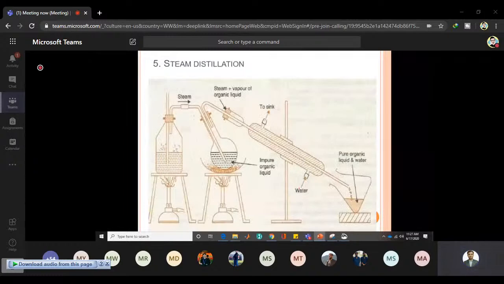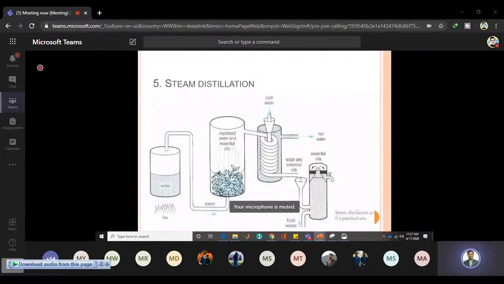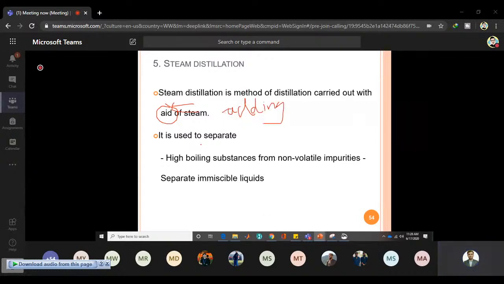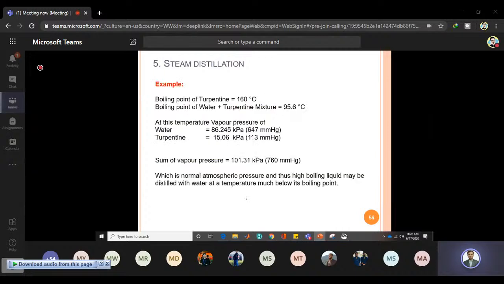Okay, let's talk about steam distillation. Let's come to this equipment or process. First, let us read about its concepts, how it works. Steam distillation is a method of distillation carried out with the aid of steam. It means that you are going to add steam. It is used to separate high boiling substances from non-volatile impurities, and to separate immiscible liquids.